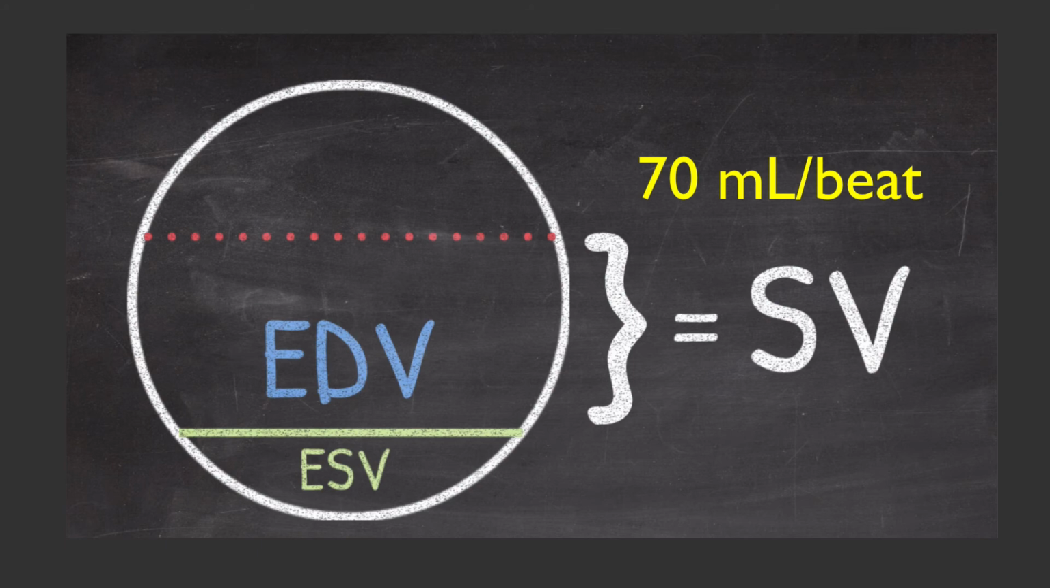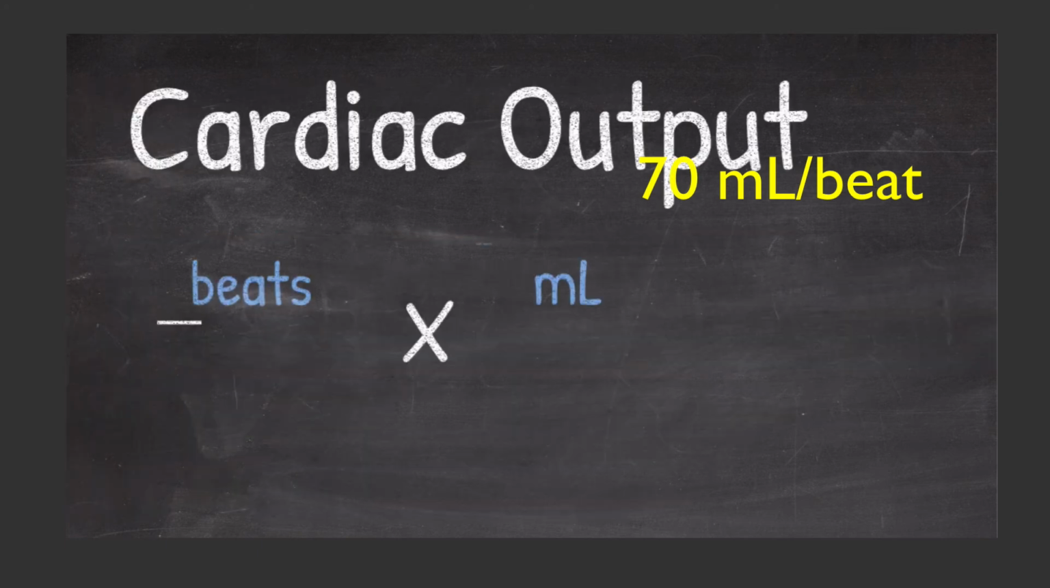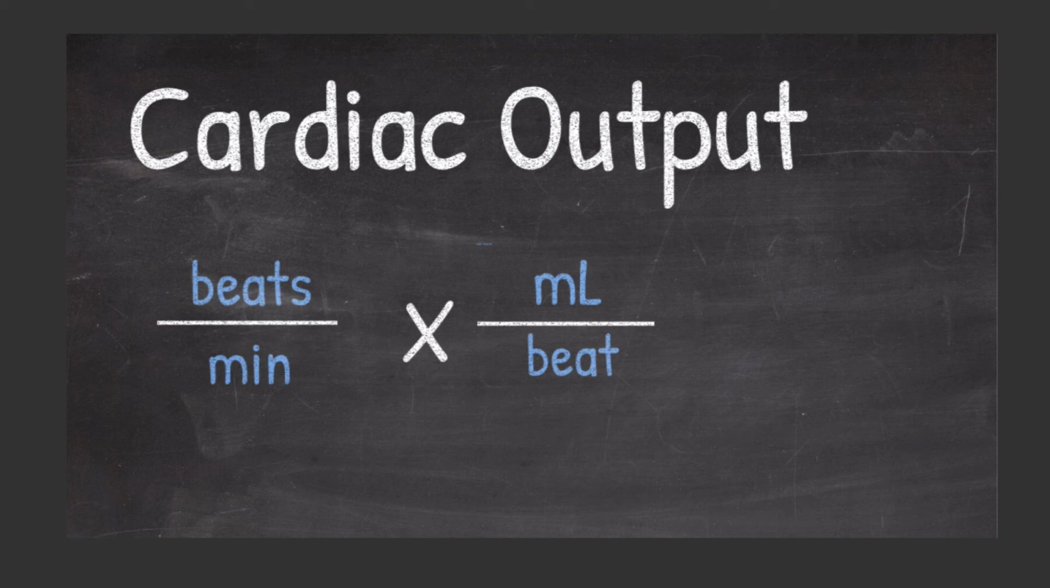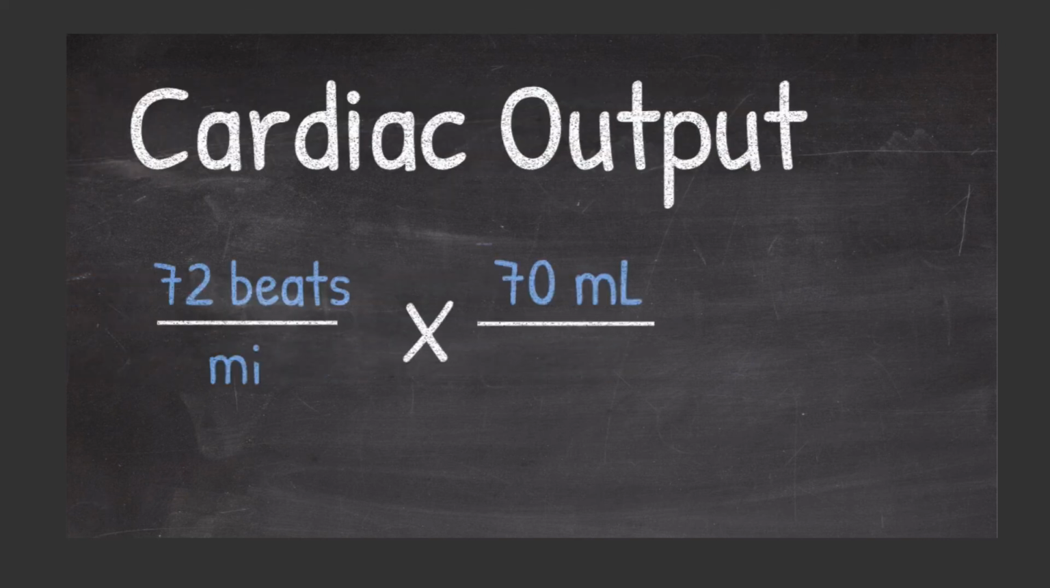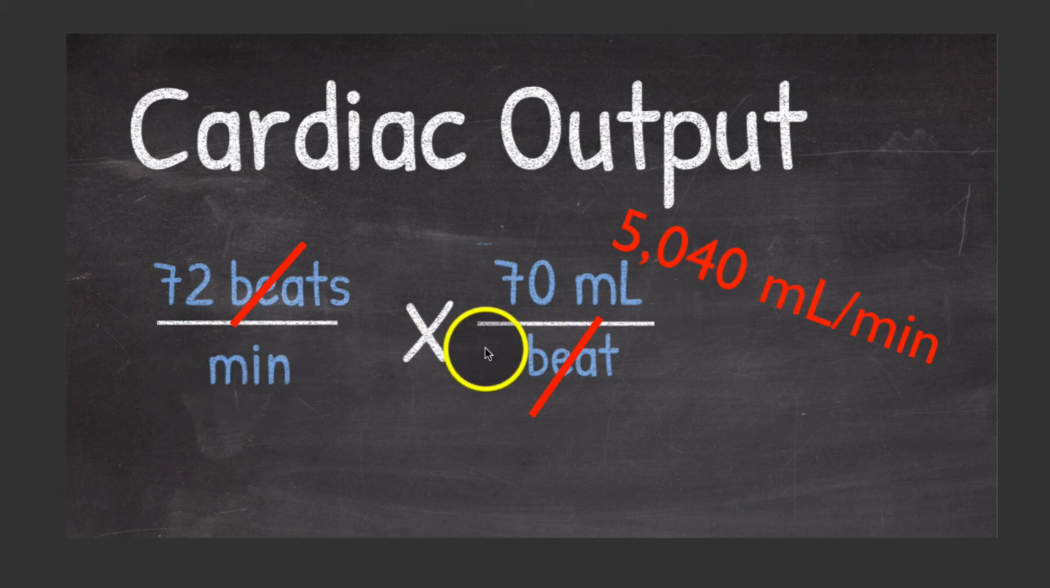Now we can apply that to cardiac output, which once again is heart rate times stroke volume. And let's just say a heart rate of 72 beats per minute times a stroke volume, which we just suggested was 70 milliliters per beat. To determine cardiac output, we just cancel out the beats, and then we're left with 5,040 milliliters per minute. And if we convert that to liters, that would equate to about 5 liters per minute.